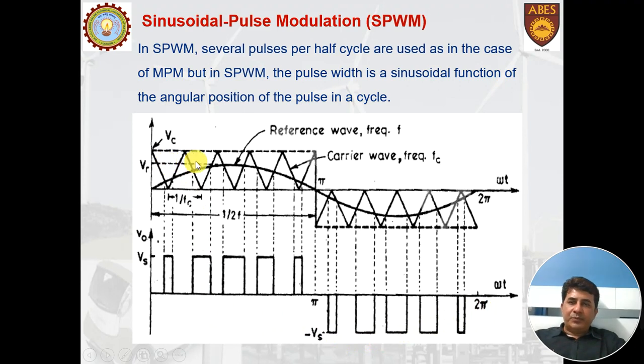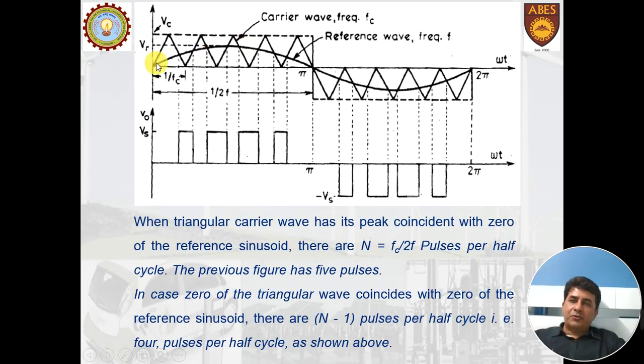Now in this method, the carrier wave is a triangular wave. If the peak of the triangular wave is coinciding with the zero, then, like in this case, you will get 5 pulses at the output. Now if you reverse this, if you make the zero of the triangular wave coincide with zero, you will get 4 pulses. So by just changing this, you can have 4 pulses at the output.